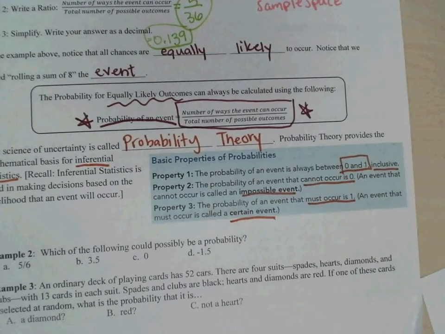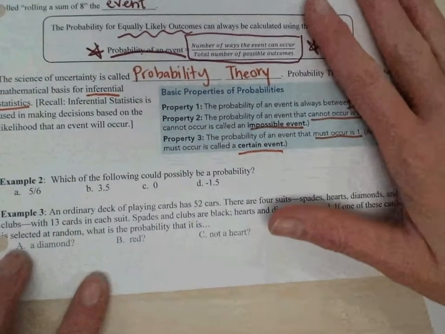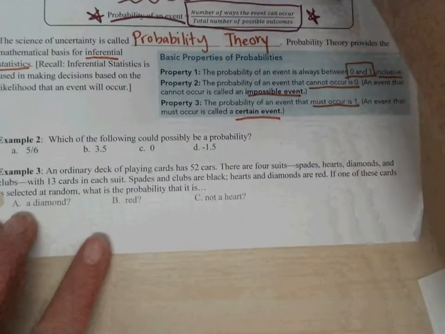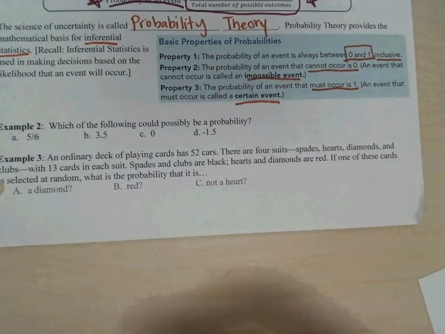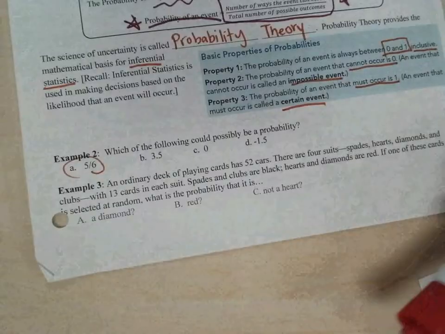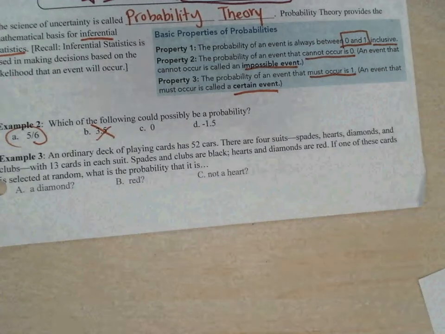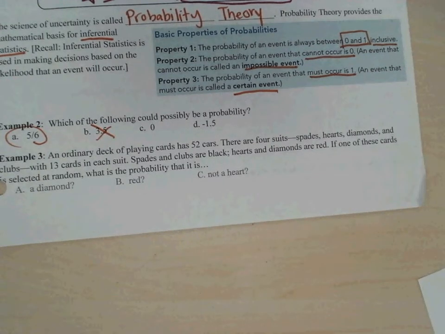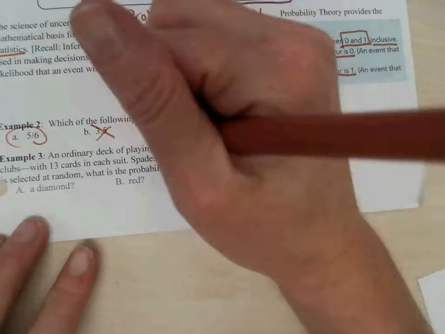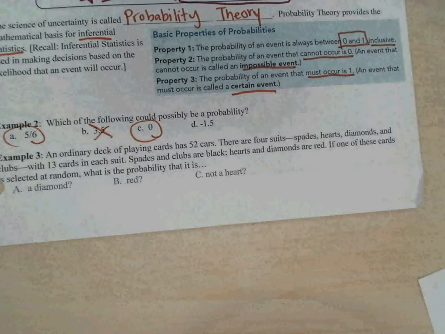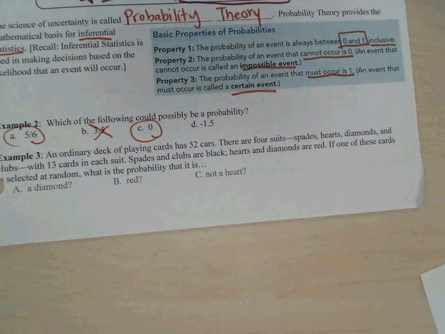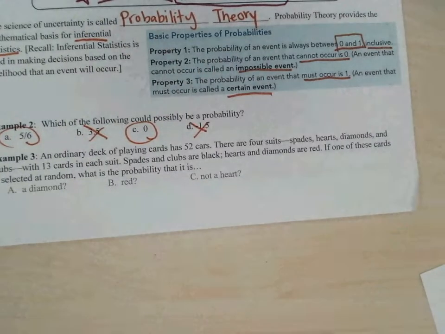Okay, so which of the following could possibly be a probability? We have 5/6. Could that be a probability? Yes, that's correct. That's between 0 and 1. 3.5. No. Nope, that's bigger than 1. 0. Yes. That was like 7th graders in the room. Negative 1.5. No, it's negative. You get the idea. Example 3, will you read that one, please?